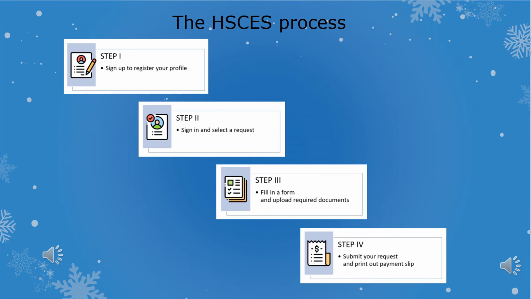Here is an overview of the HSCES process. Step 1: Sign up and complete the registration form. Step 2: Choose the type of certificate that matches the applicant's student status. Step 3: Complete and upload the required information and documents. Step 4: Choose the programs to which the applicant wishes the HSCES system to send the certificate, then print out a payment slip.